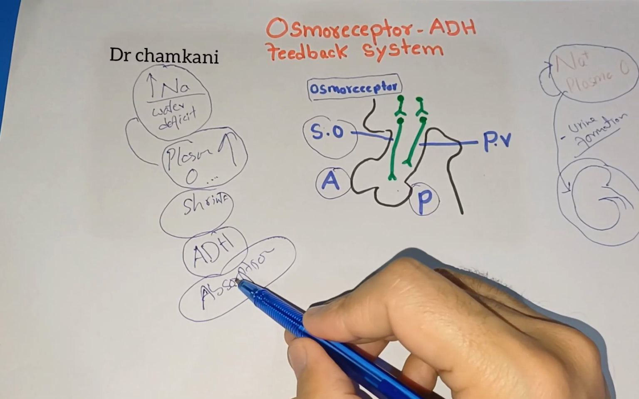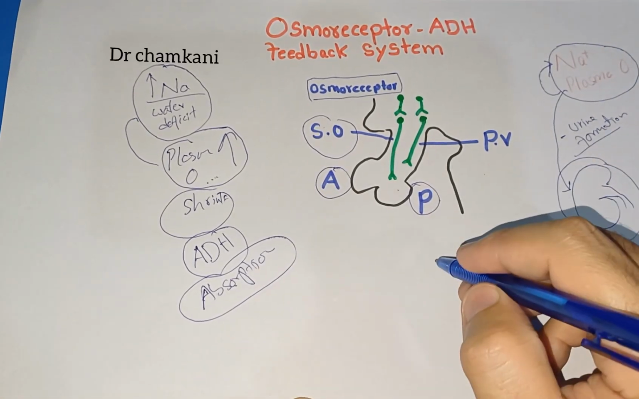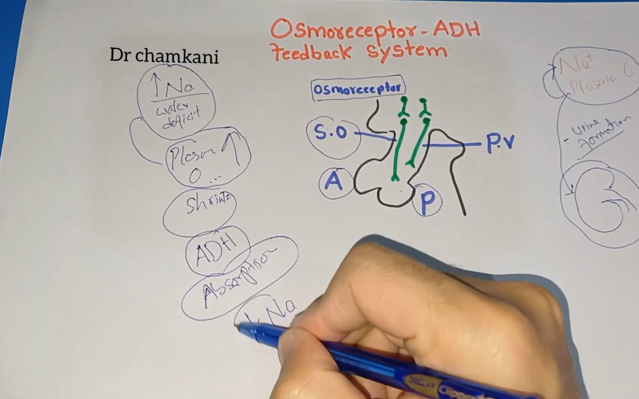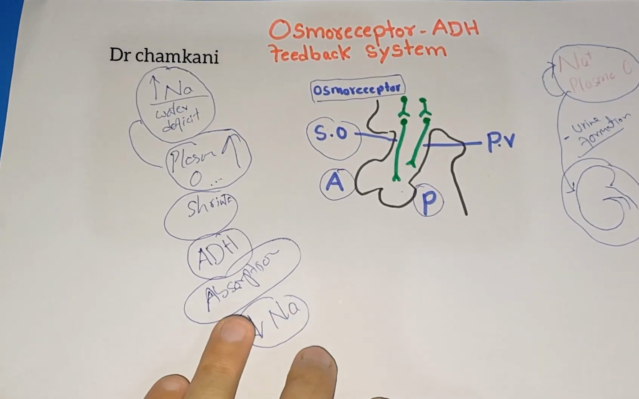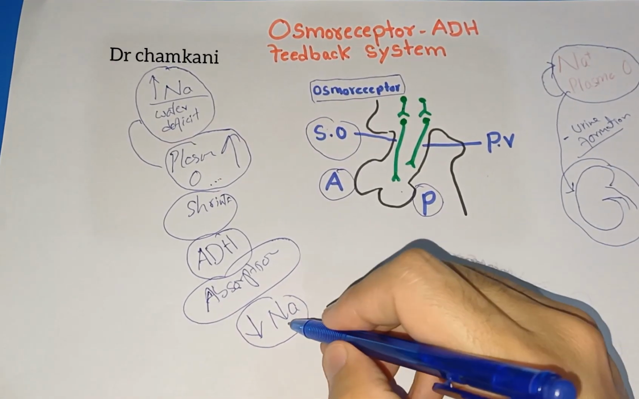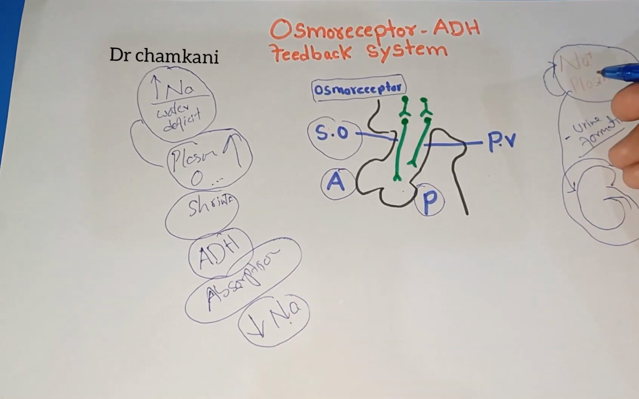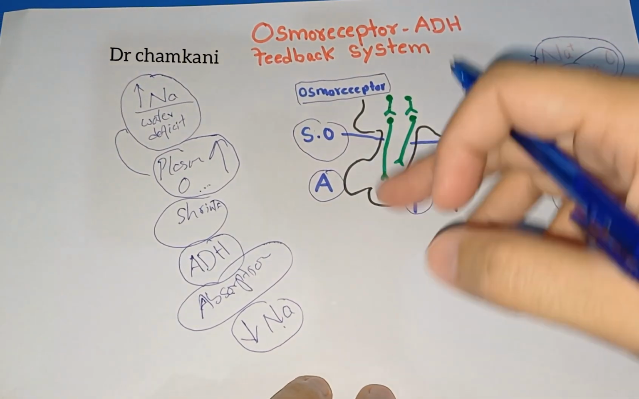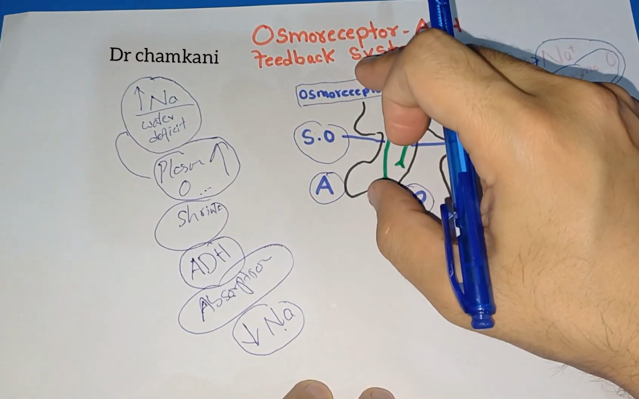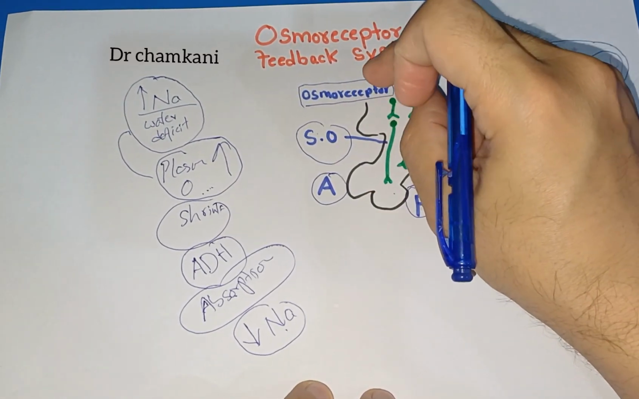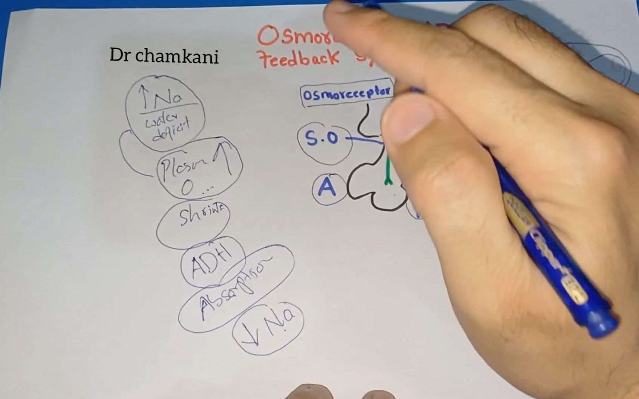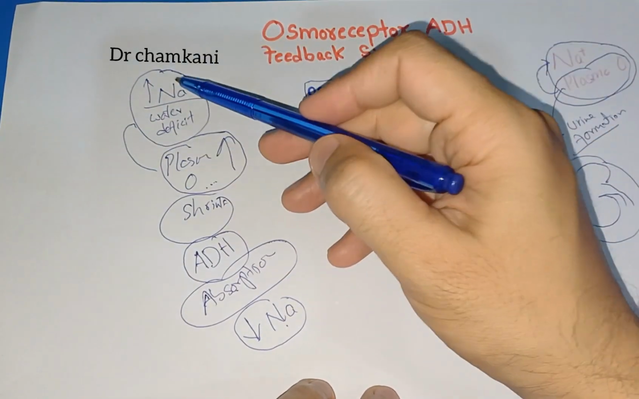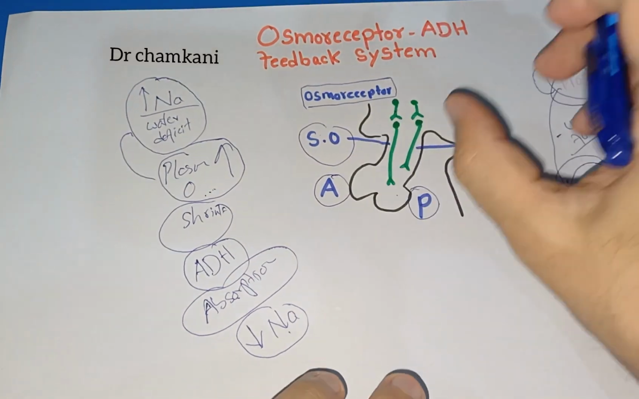When a lot of water is reabsorbed from the kidney into the plasma, it will ultimately lead to decreased concentration of sodium, and this decrease in concentration of sodium will lead to decrease in the plasma osmolarity. And when decrease in plasma osmolarity occurs, this feedback system will get stopped, because that initial activation of the osmoreceptor, which got activated due to increased plasma osmolarity or increased sodium concentration, reverses.